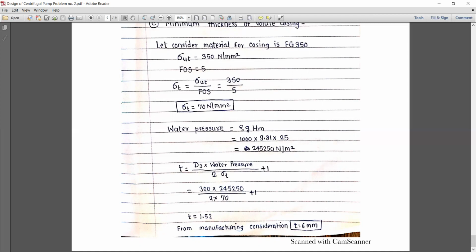The calculated thickness T is equal to 1.52 mm, but as we are manufacturing this component with the help of casting, it is impossible to cast a 2 mm thickness with such a complicated casing shape. So the minimum thickness required for manufacturing is 5 to 6 mm. So here the thickness of the casing we are considering is 6 mm. That much is the design. If you want, you can add the other components also, but I suggest you first check how many marks are assigned to which component, so that you can go for design.